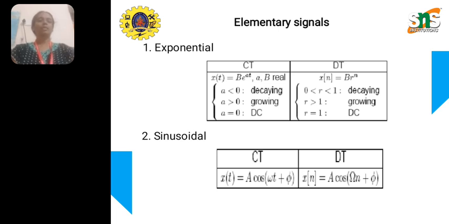So how to represent an exponential signal? X of t is equal to e power minus at. If the exponent is minus a, then the resultant signal is a decaying signal. If it is plus a, then the resultant signal is a rising exponential. If it is equal to 0, then it is a constant value. What about the sinusoidal signal? We know x of t can be represented as A sine omega t or A cos omega t plus theta. So this is the representation of a sinusoidal signal.